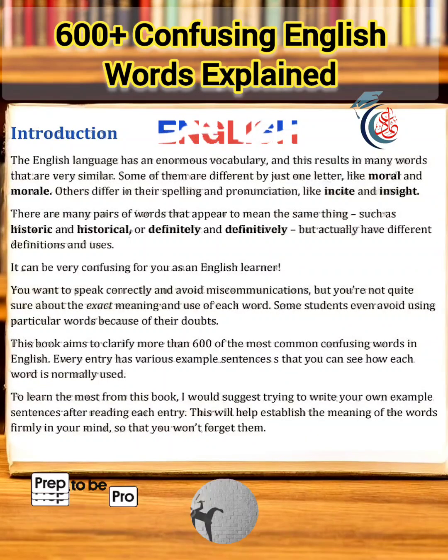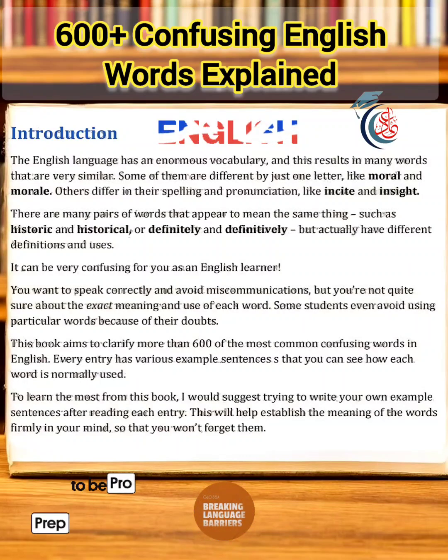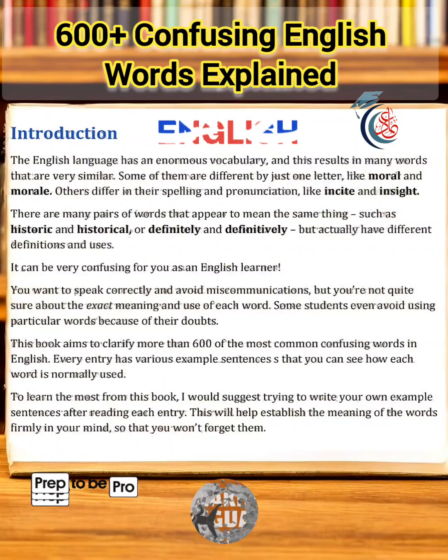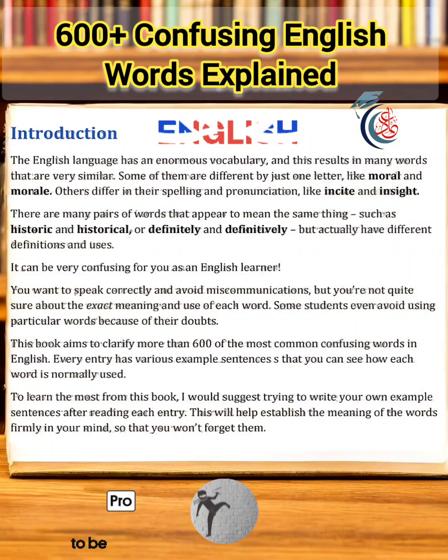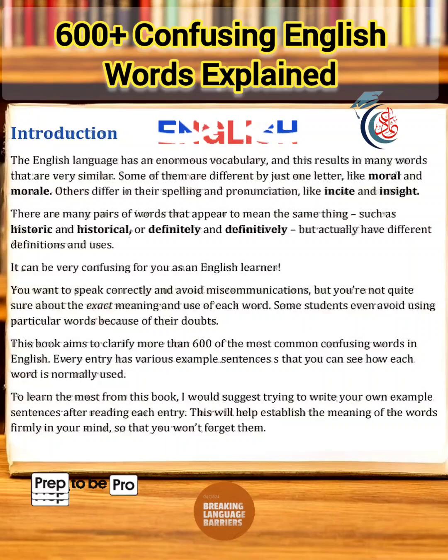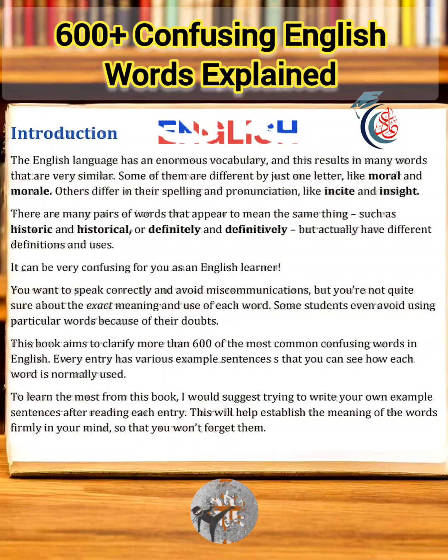Introduction. The English language has an enormous vocabulary, and this results in many words that are very similar. Some of them are different by just one letter, like moral and morale. Others differ in their spelling and pronunciation, like insight and incite. There are many pairs of words that appear to mean the same thing, such as historic and historical, or definitely and definitively, but actually have different definitions and uses. It can be very confusing for you as an English learner.